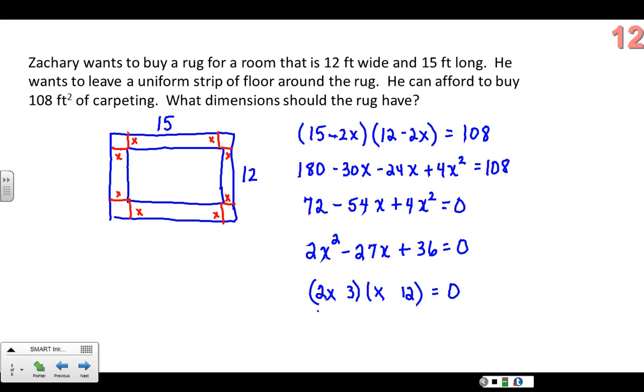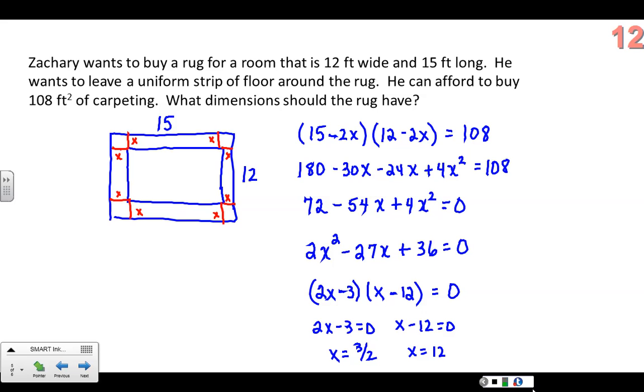Let's see. Outer product would be 24x. Inner product would be 3. 24 plus 3 does make 27. So these both need to be negatives here. So if we set our factors equal to 0 now, we get 2x minus 3 equal to 0. So let's see, if I add the 3 and divide by the 2, add 3 to both sides and then divide by 2, x would equal 3 halves. And then x minus 12, if I set that equal to 0, I get x equal to 12.